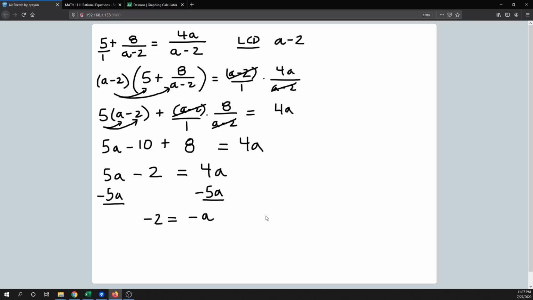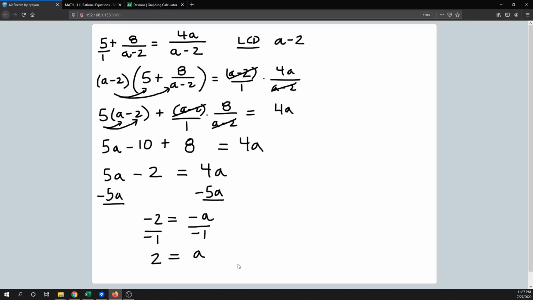And so now I've almost solved for a. The only thing is I have minus 1a here. So I need to divide both sides by negative 1. Negative 2 divided by negative 1 is 2. Negative 1a divided by negative 1 is positive 1a. So we get a equals 2.